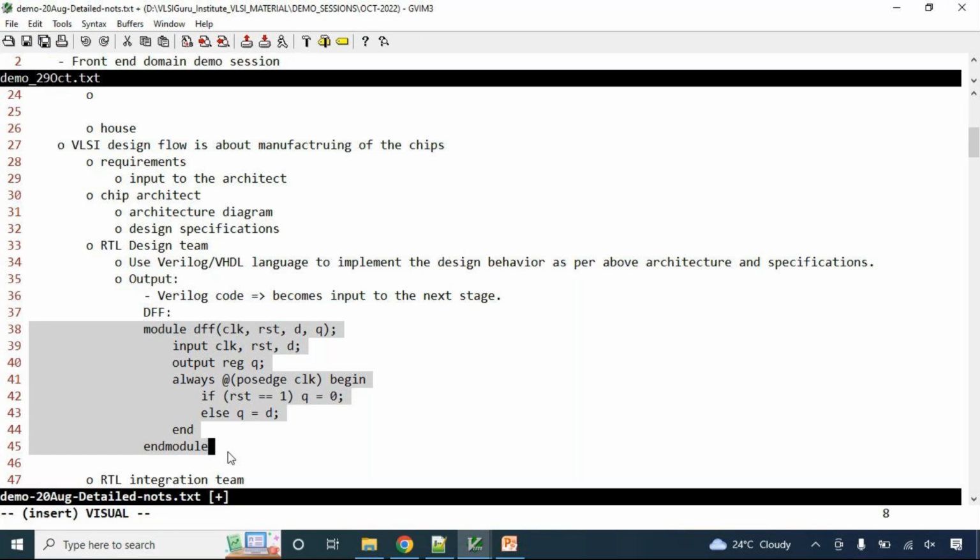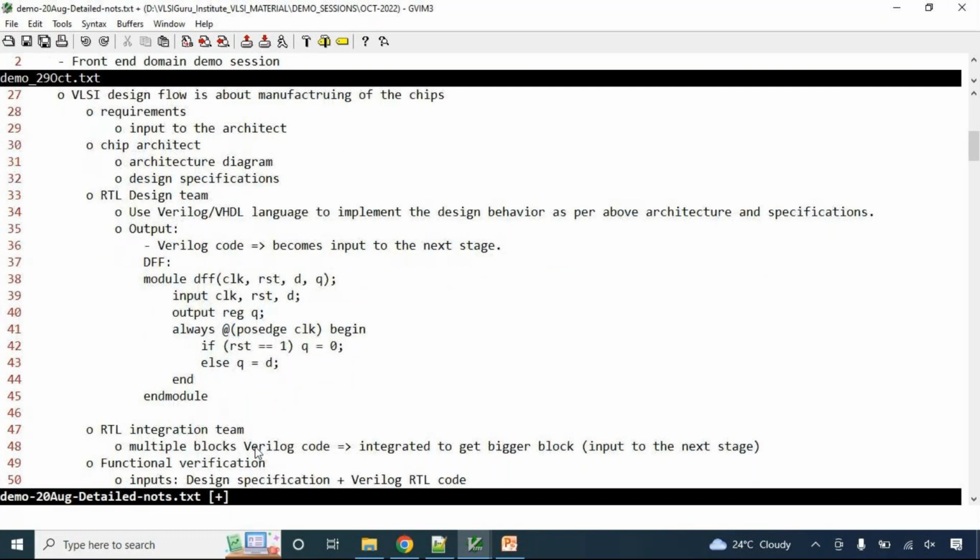Now, if the design is complex, the code will be bigger. If the design is simple, the code will be smaller. This code is further integrated with.